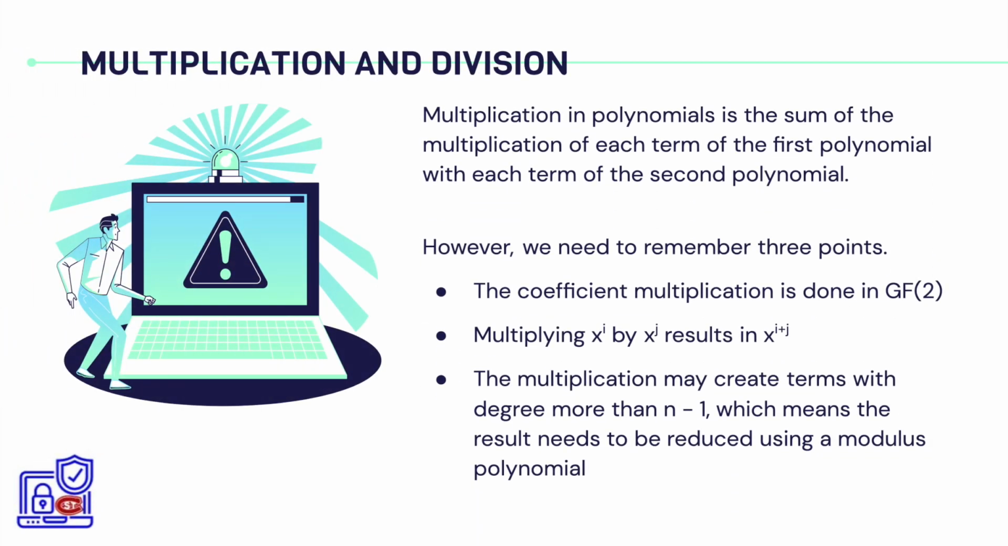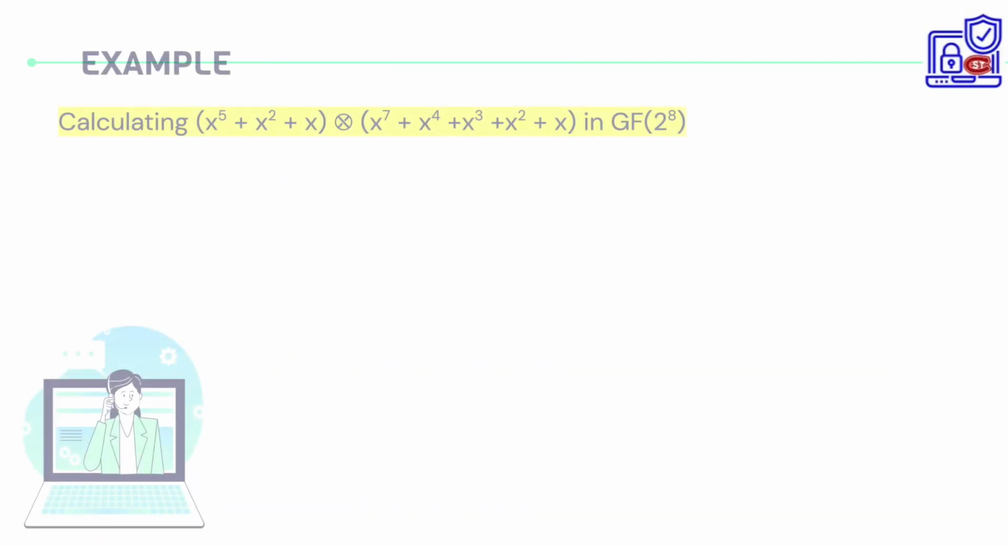Multiplication in polynomials is the sum of the multiplication of each term of the first polynomial with each term of the second polynomial. However, we need to remember 3 points. First, the coefficient multiplication is done in GF(2). Second, multiplying x^i by x^j results in x^(i+j). Third, the multiplication may create terms with degree more than n-1, which means the result needs to be reduced using a modulus polynomial. Again, to make it clear, let's walk through one example.